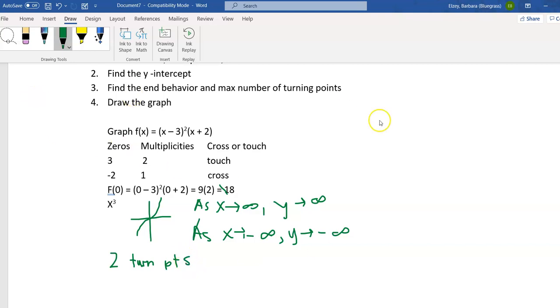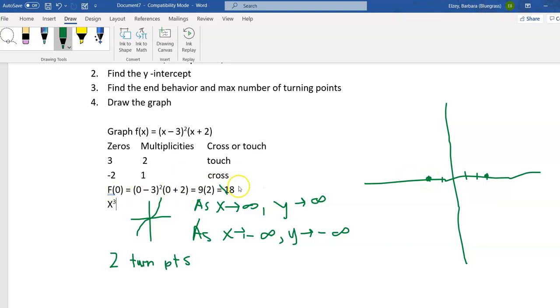Okay, so I'm going to go ahead and make a graph over here. I know my graphs aren't perfect. And the first thing we're going to do is take our 2 zeros and we're going to mark them on the x-axis. So I have a 0 of 3. 1, 2, 3. There's my first point. I have a 0 of -2. 1, 2.